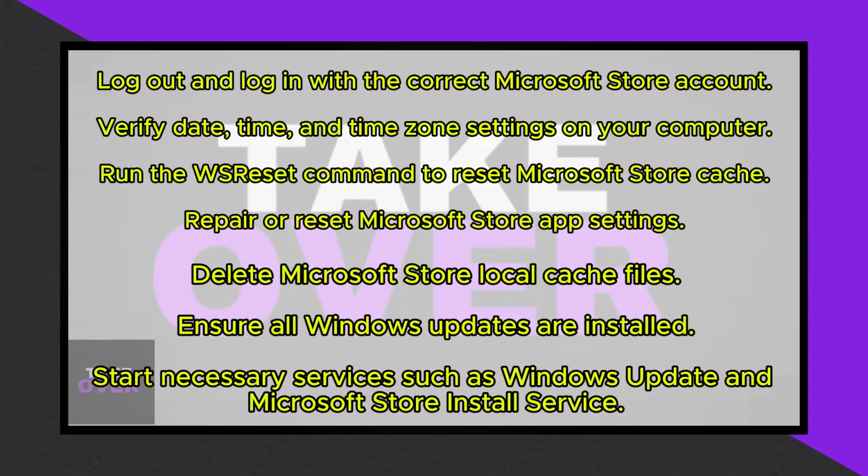If installation still fails, you can use the sfc and dism commands. Type PowerShell in the Windows search bar, right-click on Windows PowerShell, and select Run as Administrator. Then, execute the provided commands one by one.